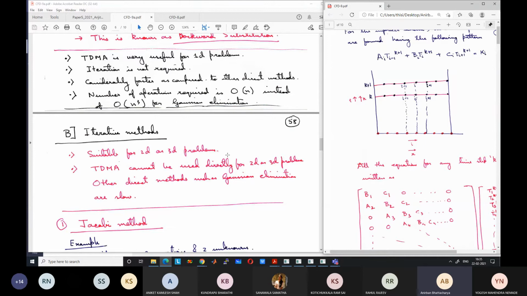Obviously it is not at all possible. So we will have to use iterative methods for most cases for 2D or 3D problems. The other option that was present to us, where the scale was only linear, TDMA, cannot be used for 2D or 3D problems. Can you say why it cannot be used for 2D or 3D problems?